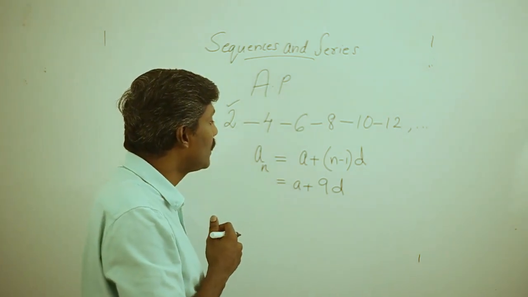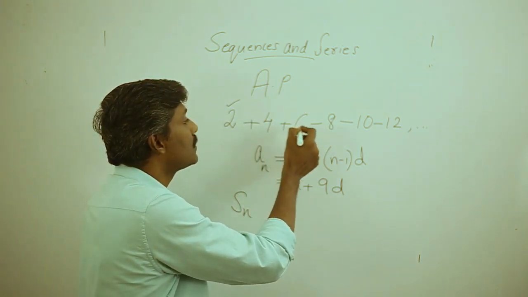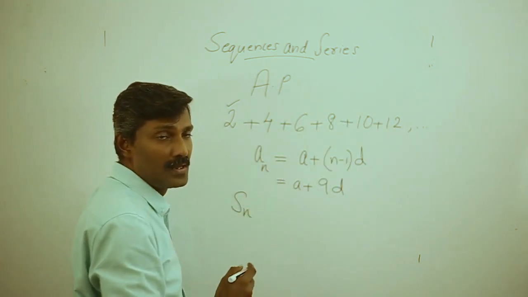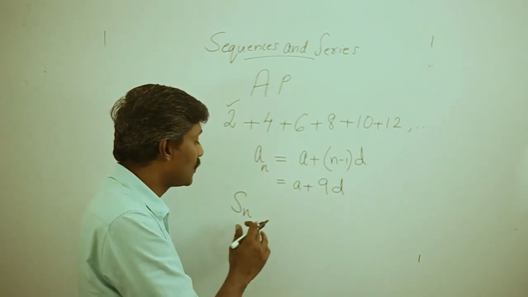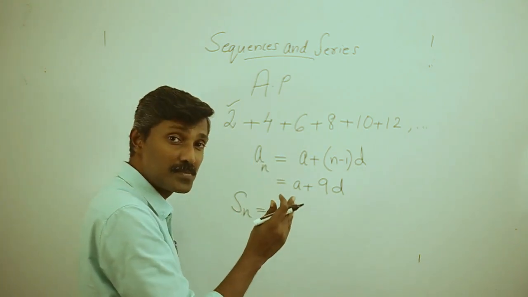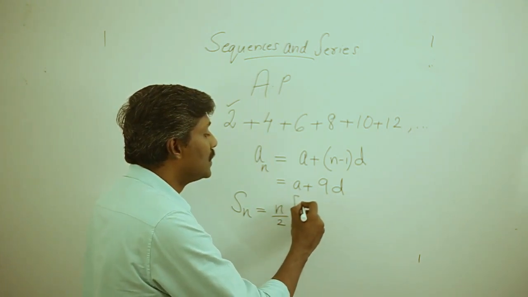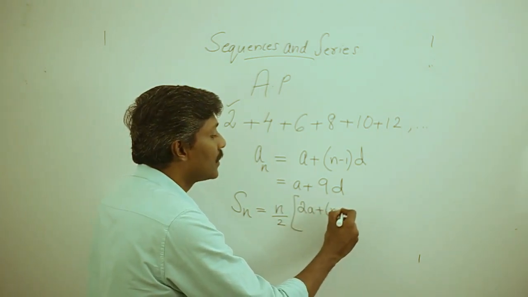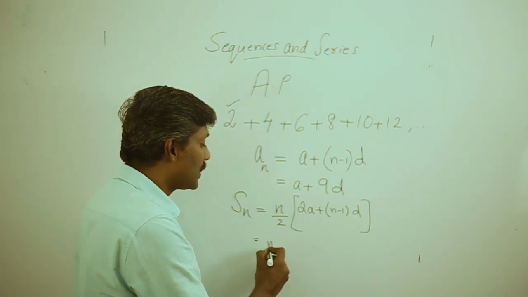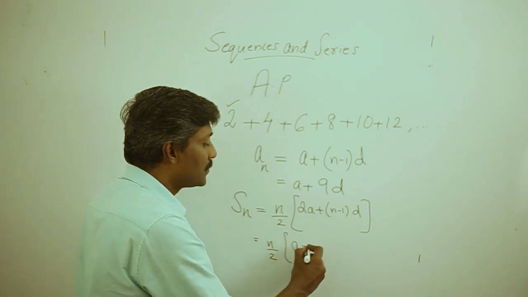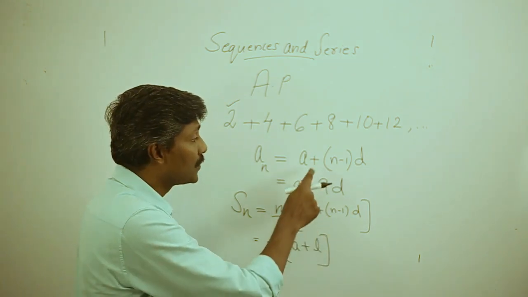Now, if you want to find the sum of all these terms of an AP, for example a finite AP, suppose you have n number of terms and you want to find the sum of these n terms, then you have the formula n by 2 into 2a plus n minus 1 into d. Or you can use the formula n by 2 into the first term plus the last term. And the last term is nothing but a plus n minus 1 into d.